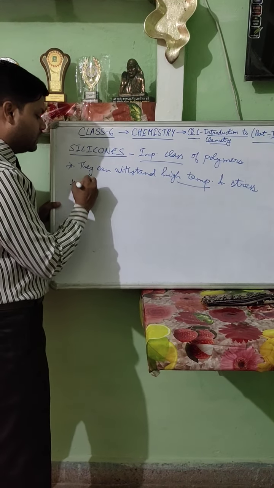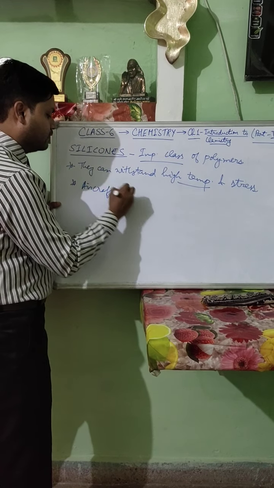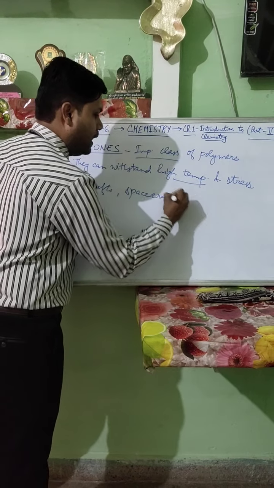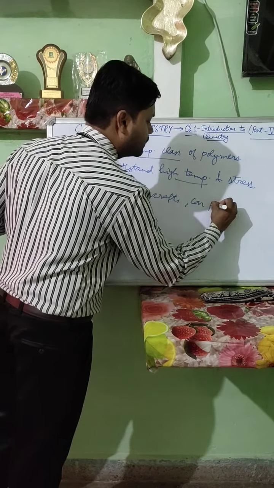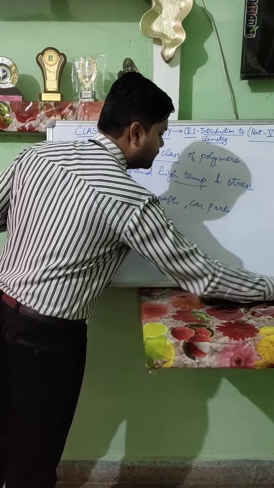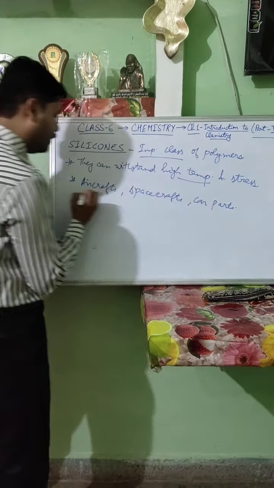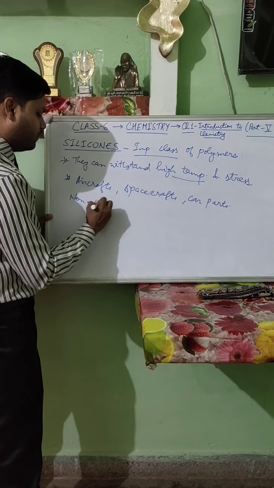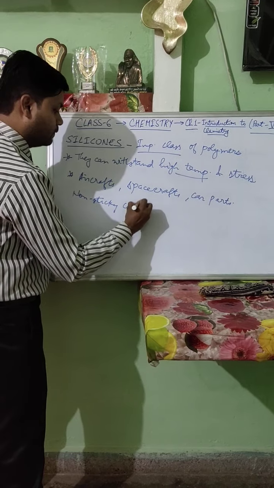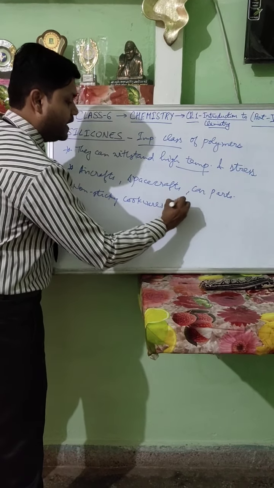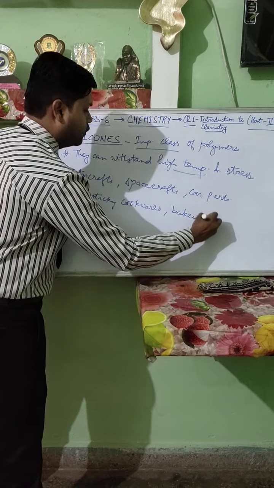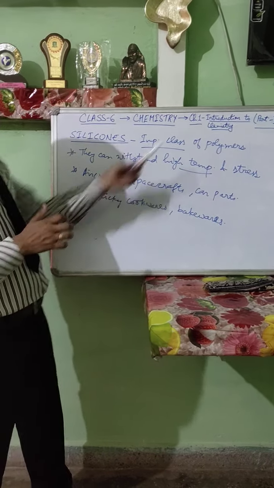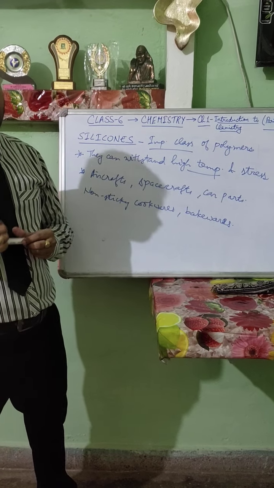So where are they used? They are used in aircrafts, in spacecrafts, and for car parts. They are also used in making non-sticky cookwares, bakewares and so on. So by this we have completed chapter 1, Introduction to Chemistry, in 5 parts.